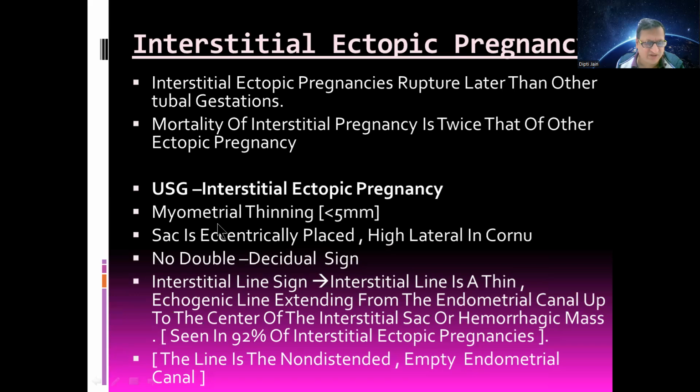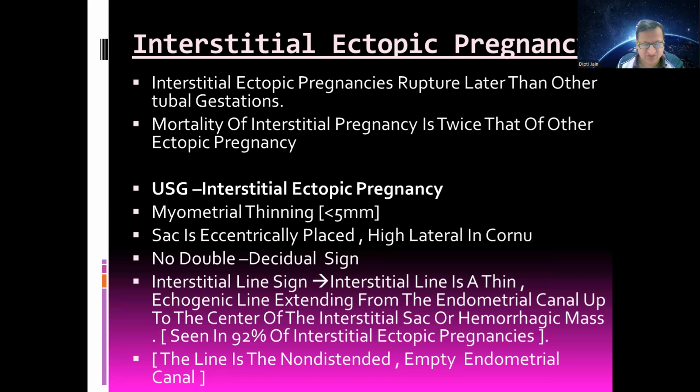Now, what are the USG features? There will be myometrial thinning of less than 5 millimeters. The sac is eccentrically placed, high and lateral in the cornu. There is no double decidual sign because it is outside of the endometrial cavity, and an important sign is the interstitial line sign. The interstitial line is a thin echogenic line extending from the endometrial canal up to the center of the interstitial sac or hemorrhagic mass, and it is seen in 92% of interstitial ectopic pregnancies.